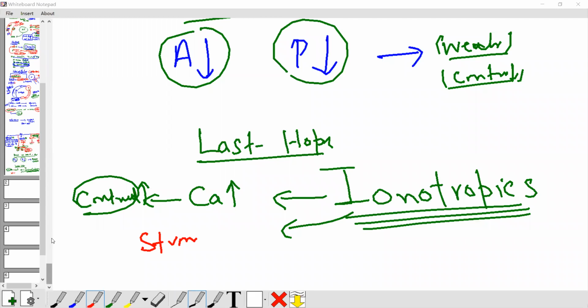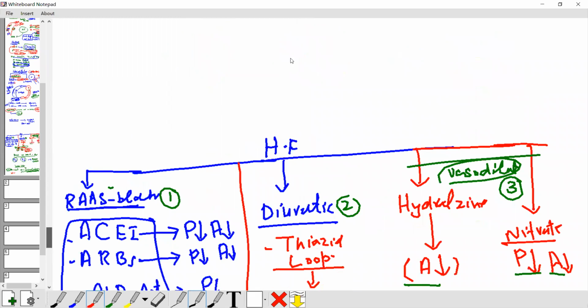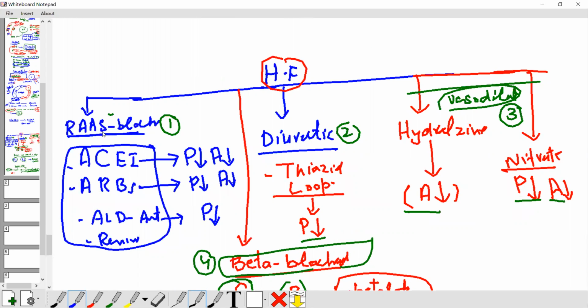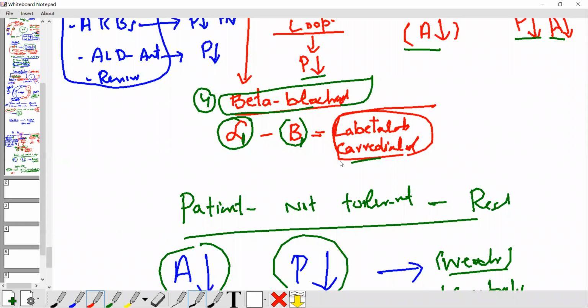The medicine, the drugs we use at the time of starting heart failure treatment. So, what was the principle of heart failure treatment? We must decrease the preload, we must decrease the afterload. Clear? So, we use a RAS blocker for heart failure first. Must use this drug first, then add diuretics. Then you also can use hydralazine. You can use beta blockers also, especially labetalol and carvedilol.